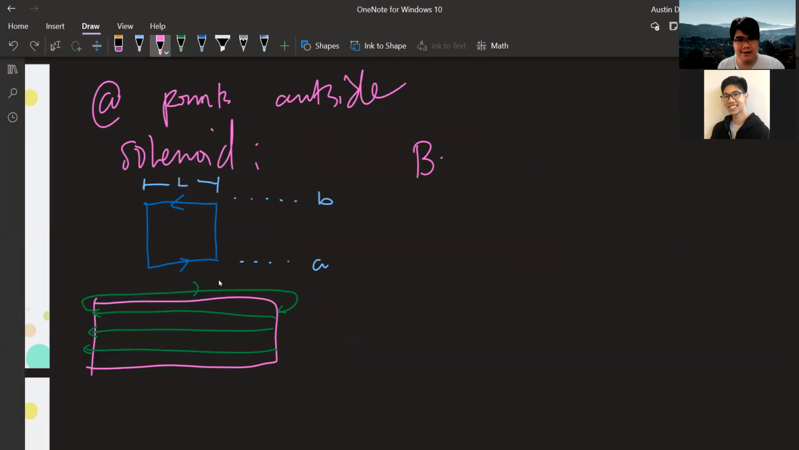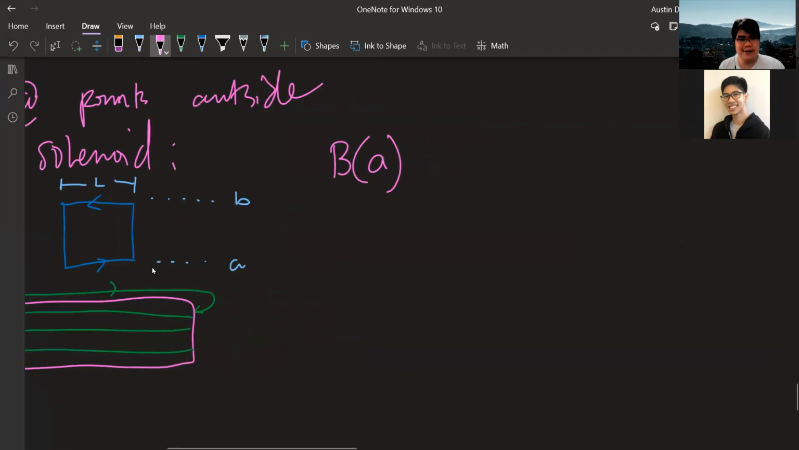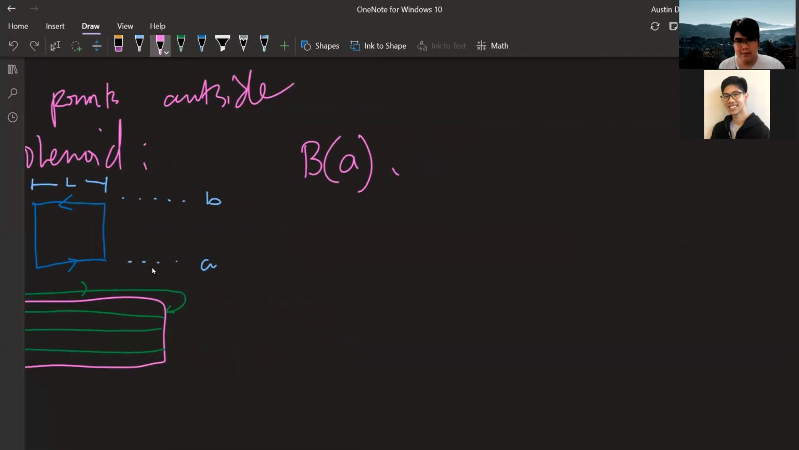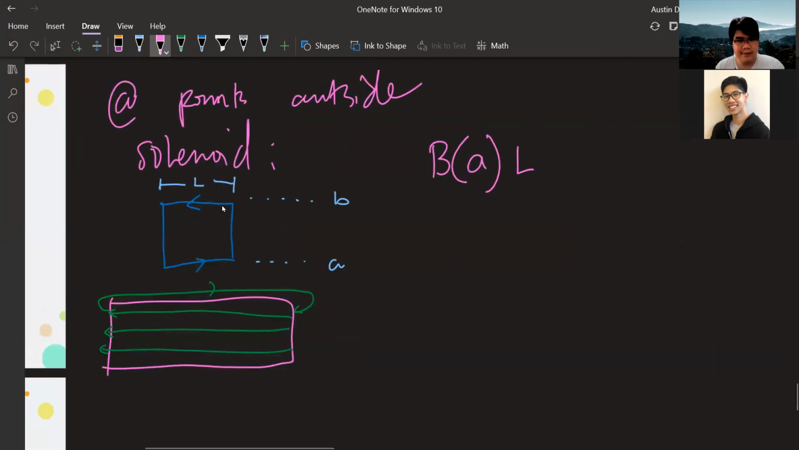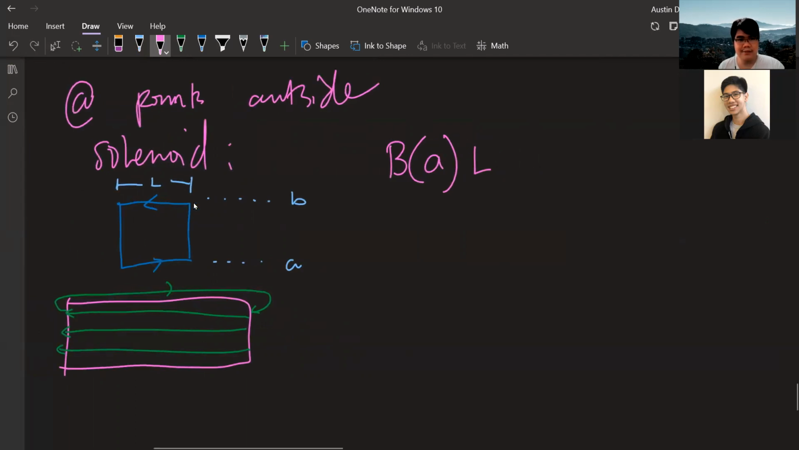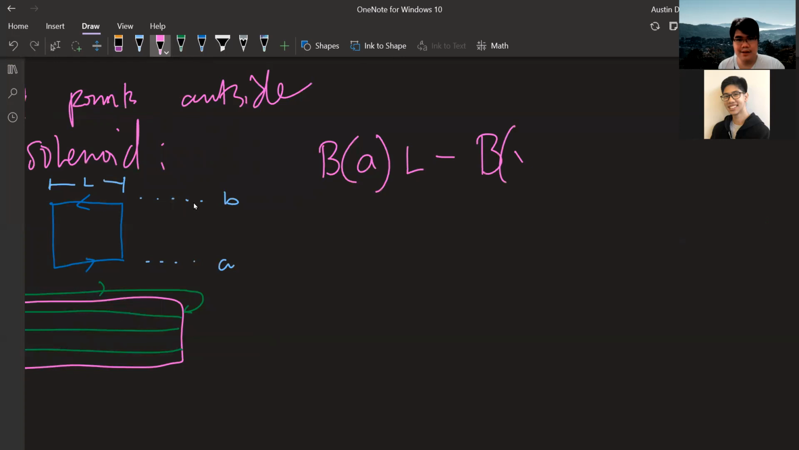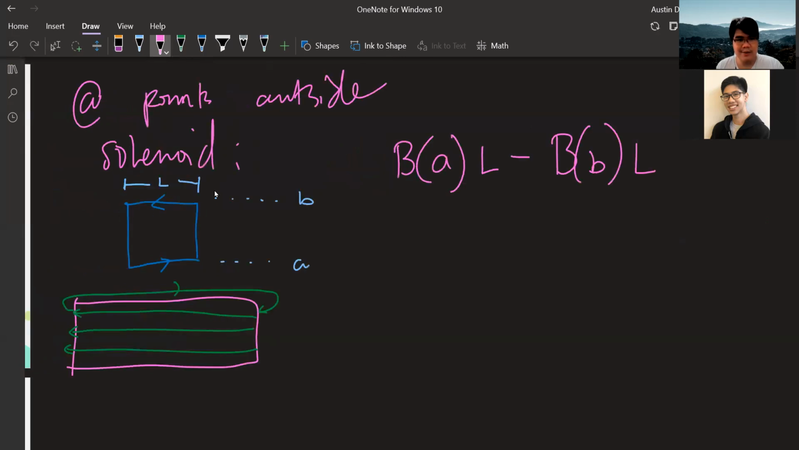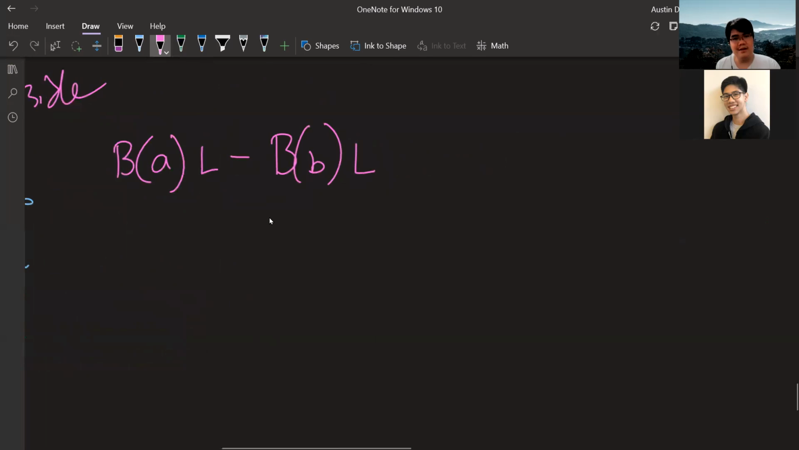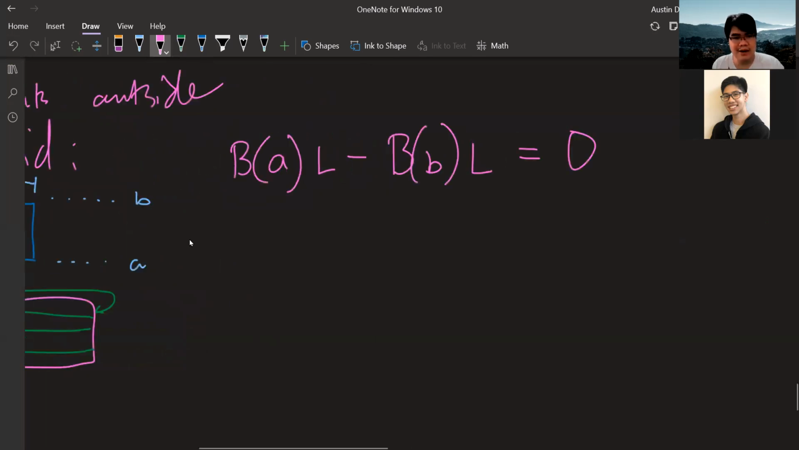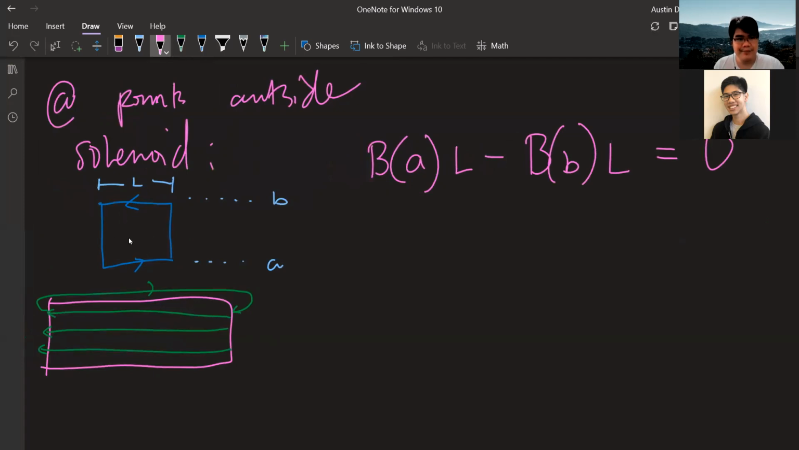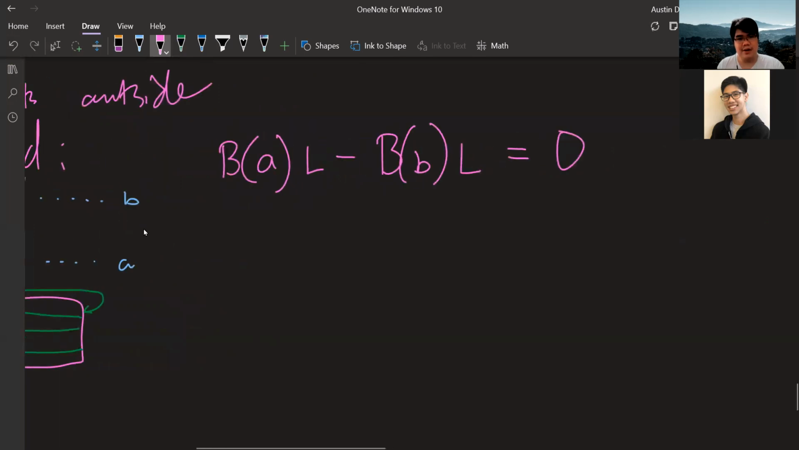Wait, lagyan natin. Hindi natin alam si B. So B is the magnetic field at point A. So the field line here is multiplied by L. Then minus the magnetic field here at B times L. So length lang. Di ba ganun yung Ampere's law. And then equals 0 kasi wala naman tayo ina-enclose na current dito.